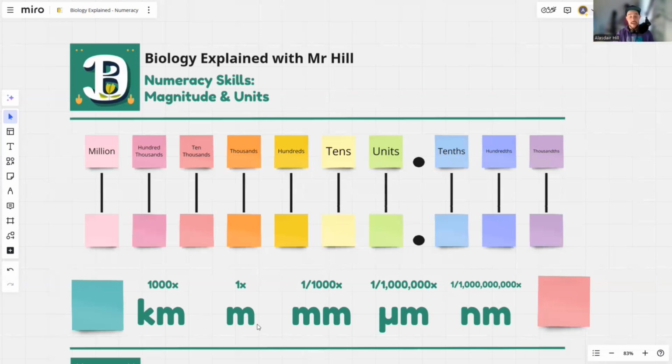Okay. When we're going up, we use different units. Okay, we have a kilometer being 1,000 meters, and that's pretty much about as far as we want to go in terms of large numbers. Okay, in biology, we're not going to be using too many large numbers, so we're going to stick to the smaller ones here.